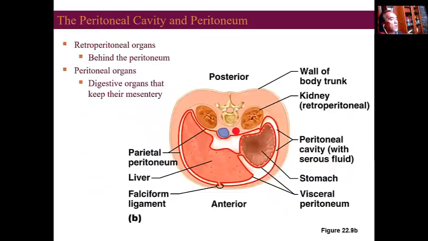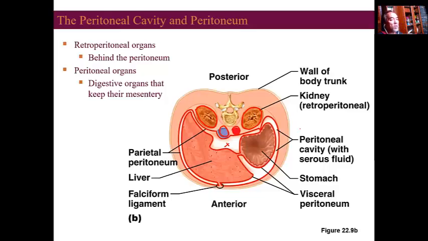Okay, taking a look at the difference between the abdominal cavity and the peritoneal cavity. Take note of the kidney. The kidney is an organ in the abdominal cavity, and so are the abdominal aorta and the inferior vena cava. But they're not inside the peritoneal cavity. The peritoneal cavity is the cavity that you see here.